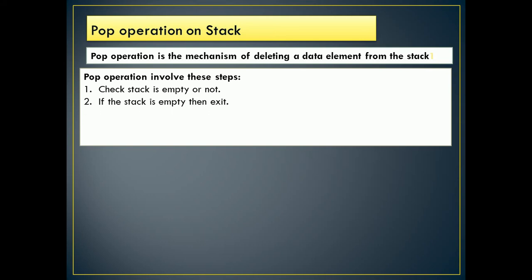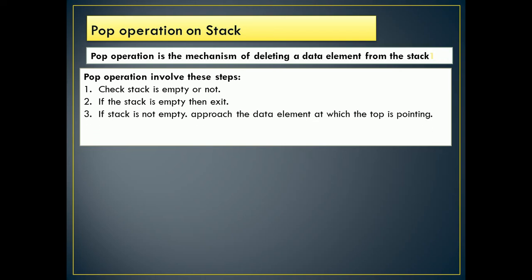Now these are the steps required to perform the pop operation on the stack. First of all, you must check if your stack is empty or not. Suppose your stack is empty, it means top is equal to -1, and at that time you are performing the pop operation, then your stack goes into the underflow condition. That time you must display an error message, your stack is empty. If the stack is empty, then exit.